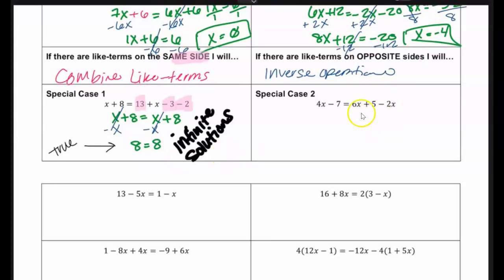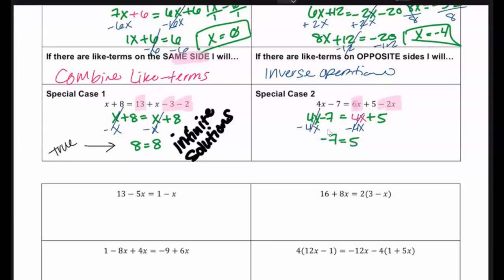This time on the right side I can combine my x's. I have a 6x and a negative 2x, and they're on the same side of the equal sign. They're both on the right side. So I just do the operation 6x minus 2x, which is 4x. Bring everything else down, plus 5, 4x minus 7. Get the variable on the left side, so my inverse operation is minus 4. Ooh, 4x minus 4x. Huh.